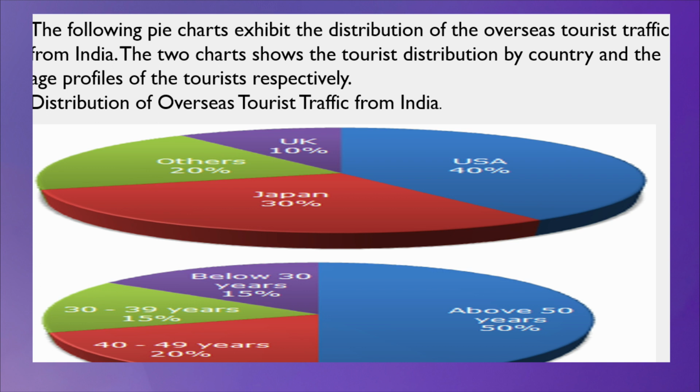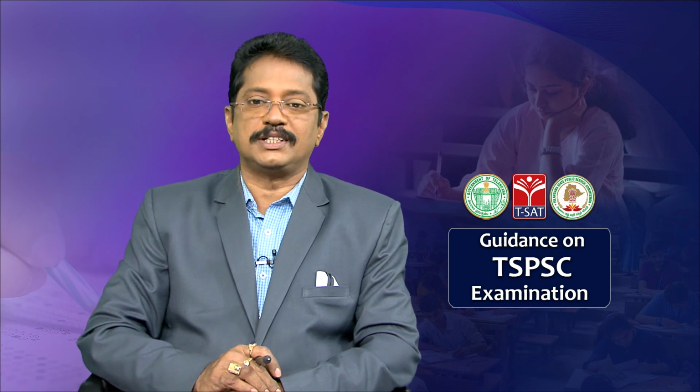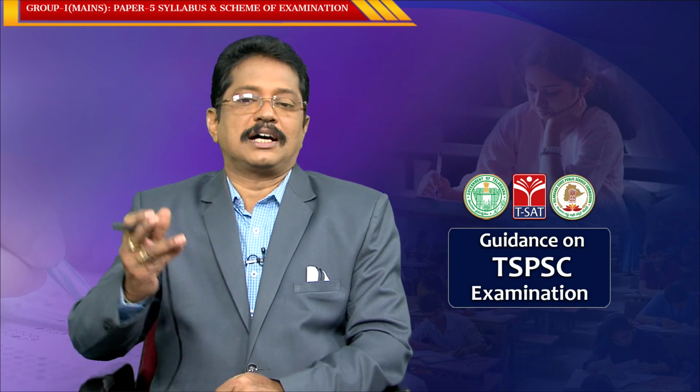Okay, now coming to age, the second pie chart says that below 30 years, 15% visit as tourists. Between 30 to 39 years, 15% of tourists visited, 40 to 49 years are 20%, and above 50 years 50%. See, this is the most interesting. Those above 50 years visited the most at 50%, meaning half of the tourists are more than 50 years old.